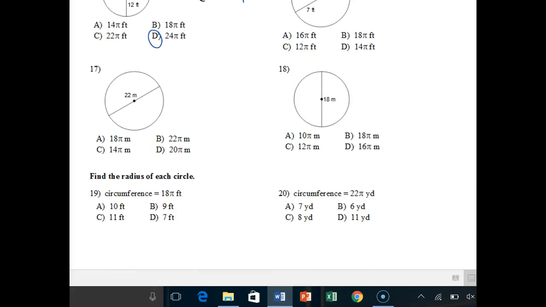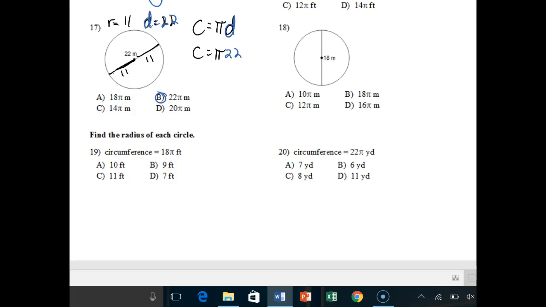Number 17, the radius we don't know, but the diameter we do know. It's 22. The radius in this case, if half of that and half of that add up to 22, is 11. So c is equal to pi d, and in this case, the diameter is equal to 22. You're just going to plug that in. C is equal to pi times 22. So 22 pi is your answer.